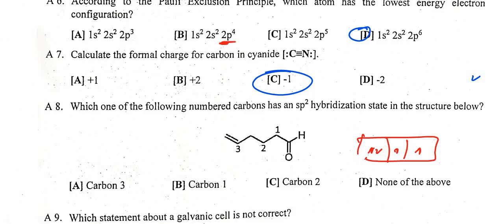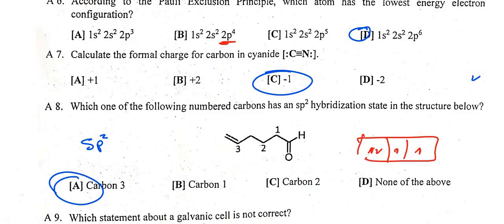So sp2 hybridization forms when? When do we form sp2 hybridization? What did you say? Yeah, so the correct answer here has to be carbon number what? We said carbon number 3, right? This has to be carbon number 3 because sp2 forms whenever we have a double bond.